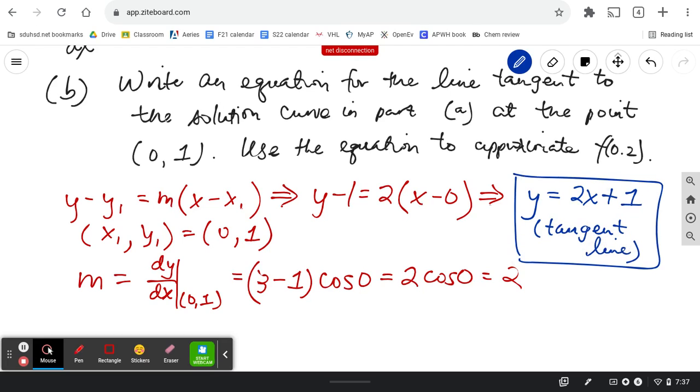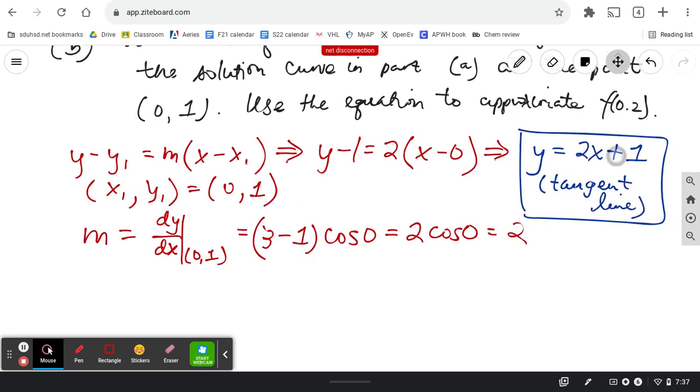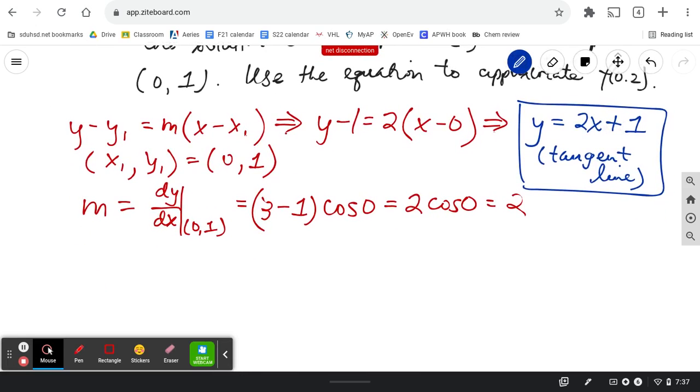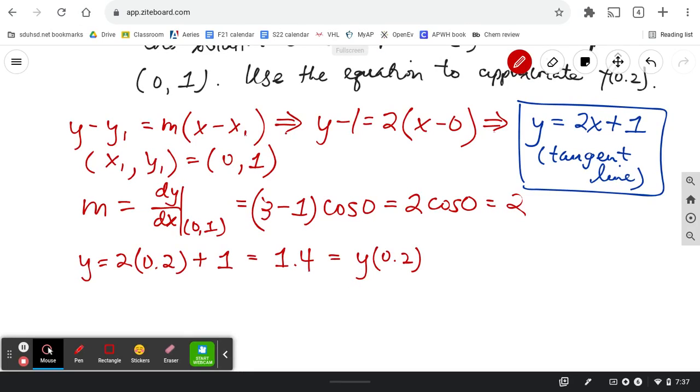But we're not done just yet. We need to approximate f(0.2) using this equation. Plug in 0.2 for x. So y equals 2 times 0.2 plus 1, which is just 1.4. This is actually equal to y(0.2), which is approximately f(0.2). So this is our tangent line approximation.